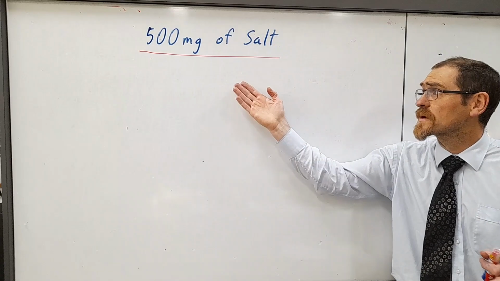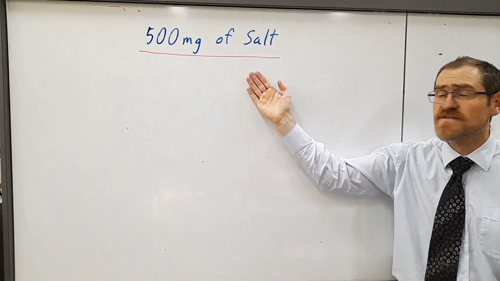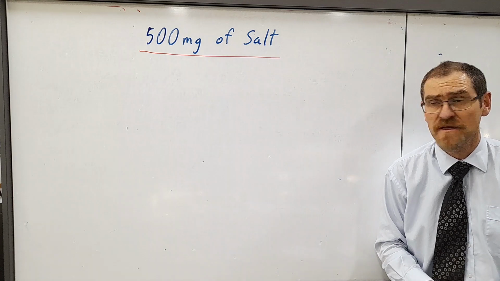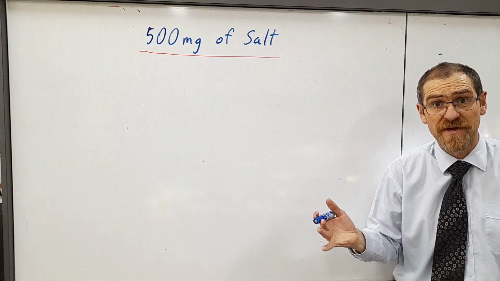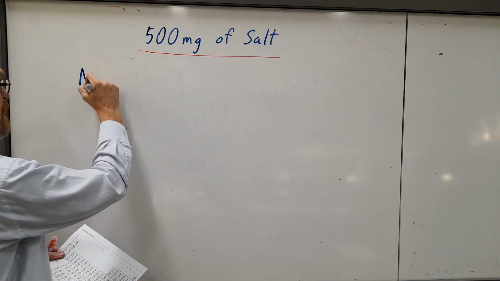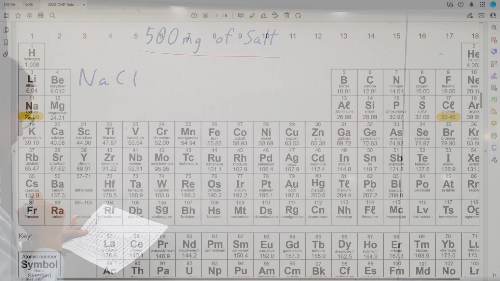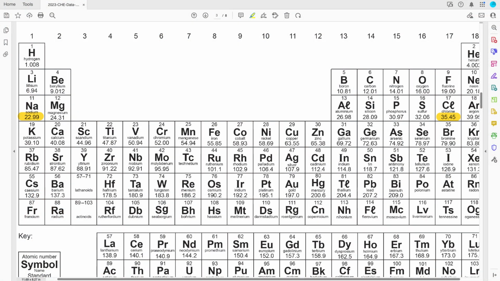I can use the molar equation to figure out how many moles are present in 500 milligrams of salt. How many moles of salt do I have? Well, first of all, I'll go to my periodic table. Salt is an ionic compound with the formula NaCl. The molar mass of sodium is 22.99 grams per mole. The molar mass of chlorine is going to be 35.45 grams per mole.